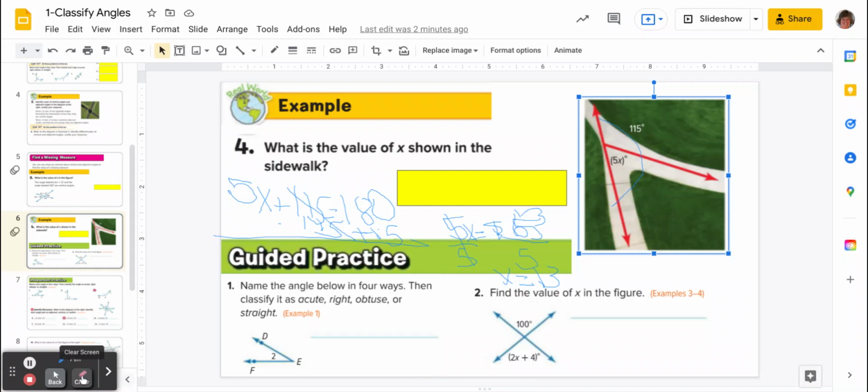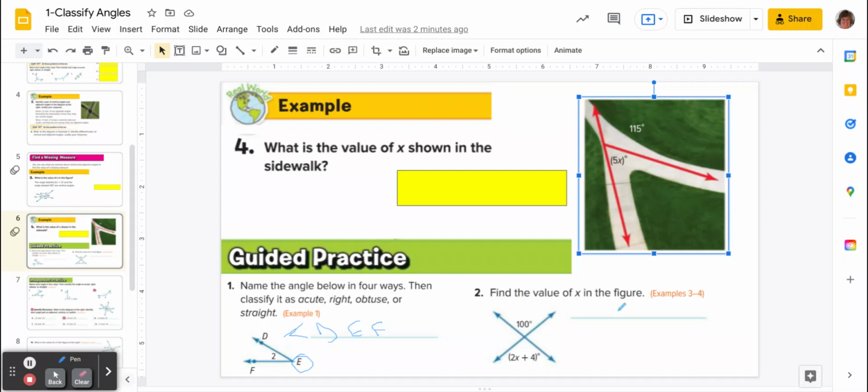All right, so here we go. Number 1, it says name the angle in 4 ways, then classify it as acute, right, obtuse, or straight. I am going to name this angle as angle DEF, angle FED. Remember, we use the angle symbol: angle FED, angle 2, or angle E. And if I had to tell what kind of angle it would be, it would be an acute angle. It is less than 90.